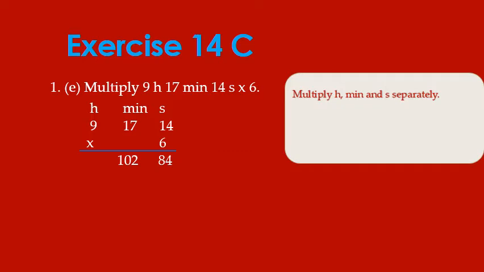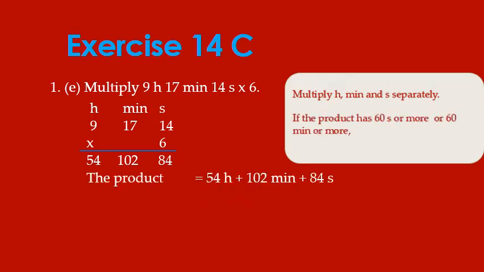Then we will come to the hours. 9 hours multiplied by 6 is equal to 54 hours. So the product is 54 hours plus 102 minutes plus 84 seconds. Now children, if the product has 60 seconds or more or 60 minutes or more, then what are we supposed to do? Well, we will do the regrouping, as 60 seconds is equal to 1 minute and 60 minutes is equal to 1 hour. So let us see how we will do the regrouping of this product.